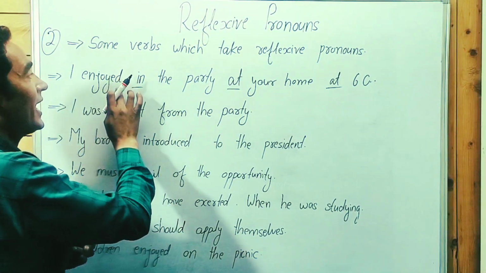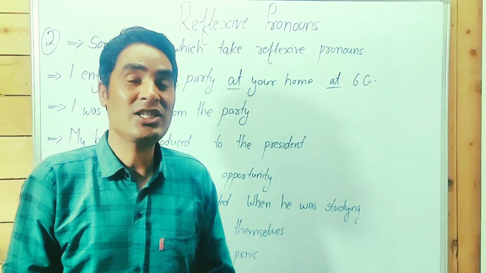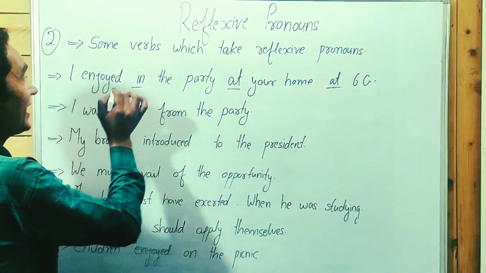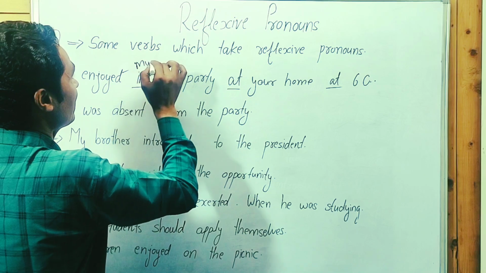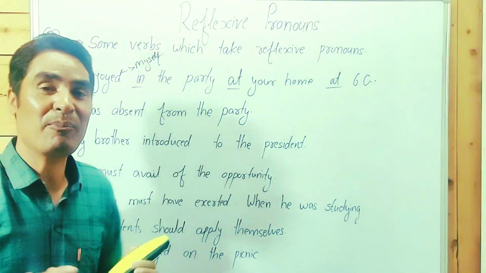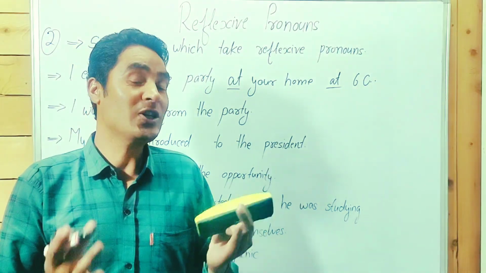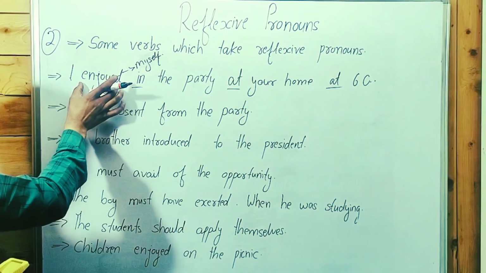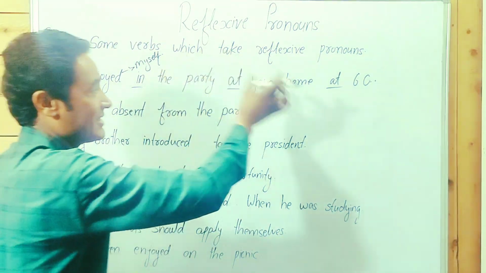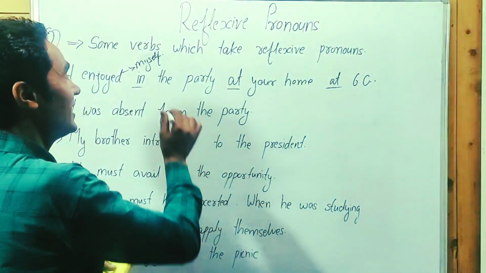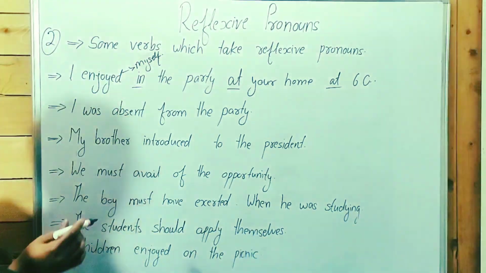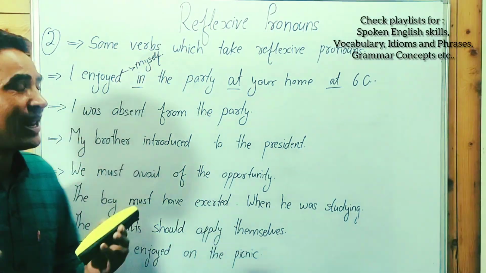We enjoyed, okay, I enjoyed myself, we enjoyed ourselves. So here "I enjoyed myself in the party" will be the correct answer. If you don't give an object to the verb, in this case the sentence will be incorrect. It doesn't matter how many objects you give to the preposition, but a transitive verb takes an object. We enjoyed ourselves in the party.